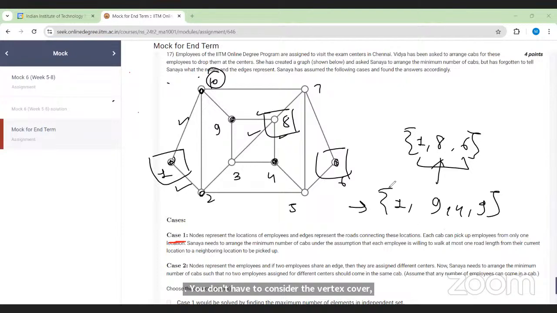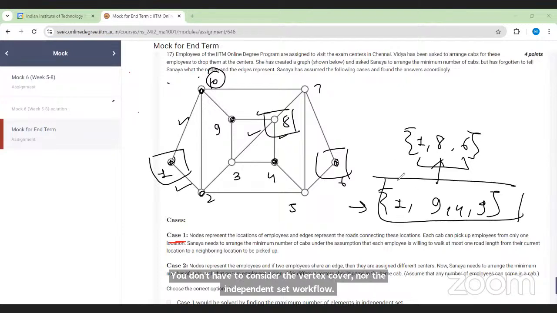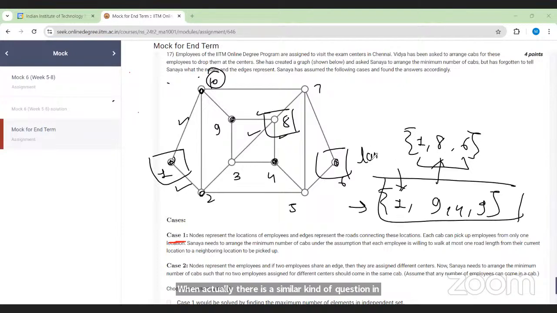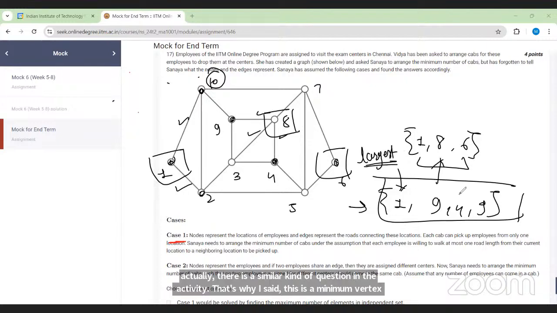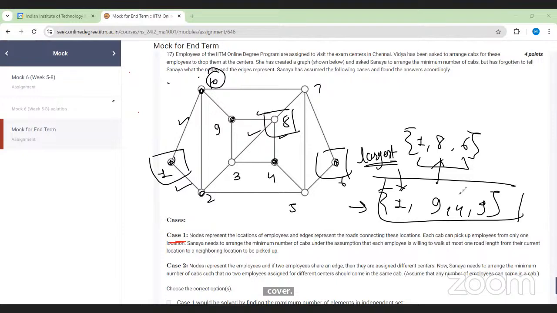Ma'am, actually, there is a similar kind of question in the activity. That's why I said this is a minimum vertex cover, because there was a question like this. Not exactly, but the pattern was similar. That's why I said it is the minimum camera problem, where the room has to be viewed by some camera. Yeah, there is also an employee to building problem, which is similar to this.